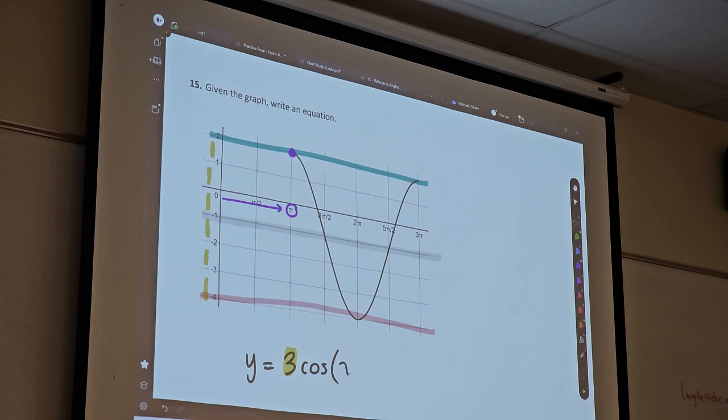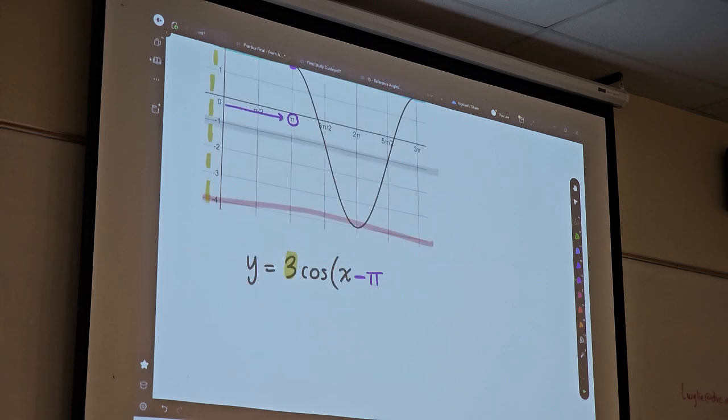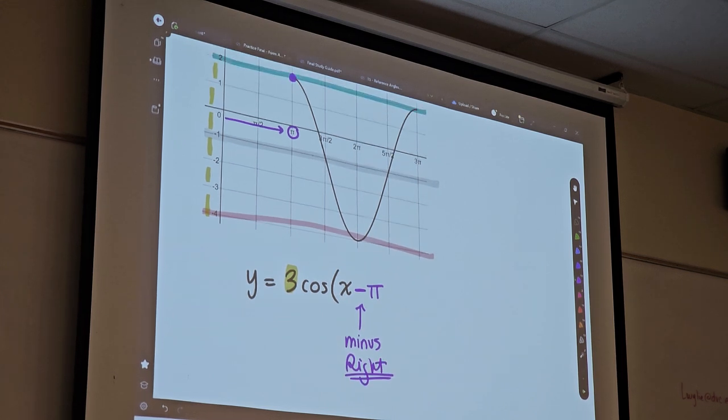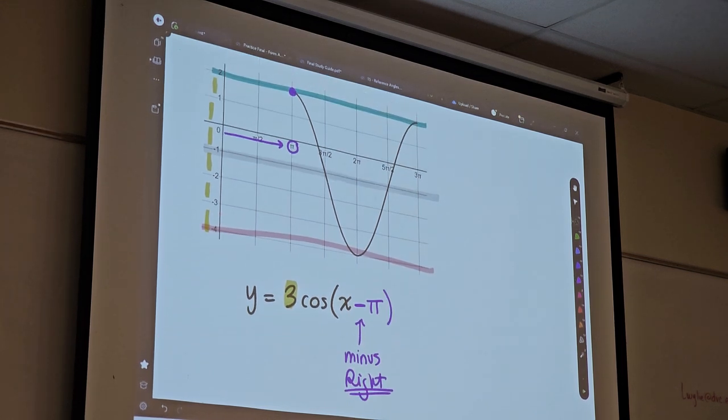X, is it plus, is it minus? Minus pi, right? Minus is a right shift. Okay, there's a typo there on the thing. And then we went down 1. Minus 1, new equilibrium. Done.